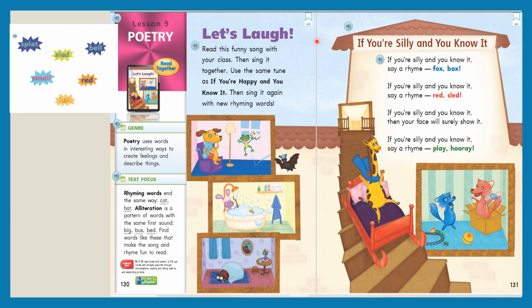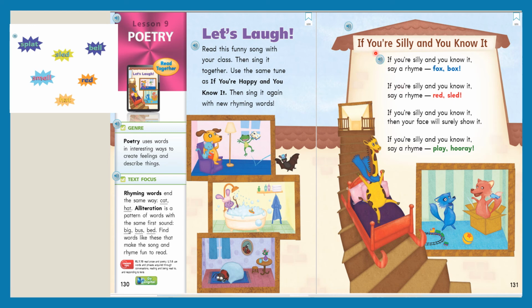All right, if you're silly and you know it. If you're silly and you know it, say a rhyme. Fox box. If you're silly and you know it, say a rhyme. Red sled. If you're silly and you know it, then your face will surely show it. If you're silly and you know it, say a rhyme. Play hooray. Oh, let's sing it now, boys and girls.